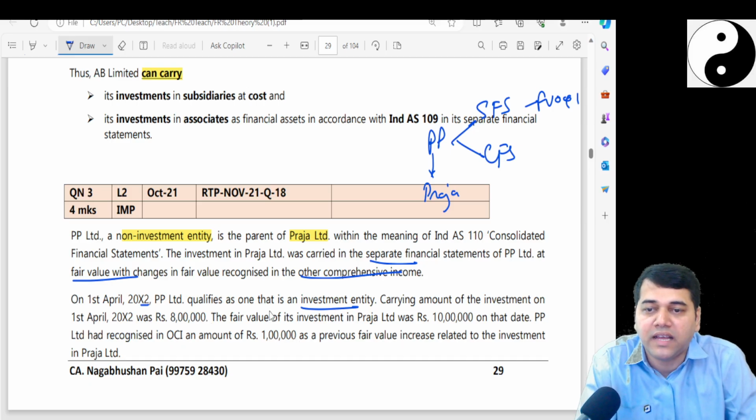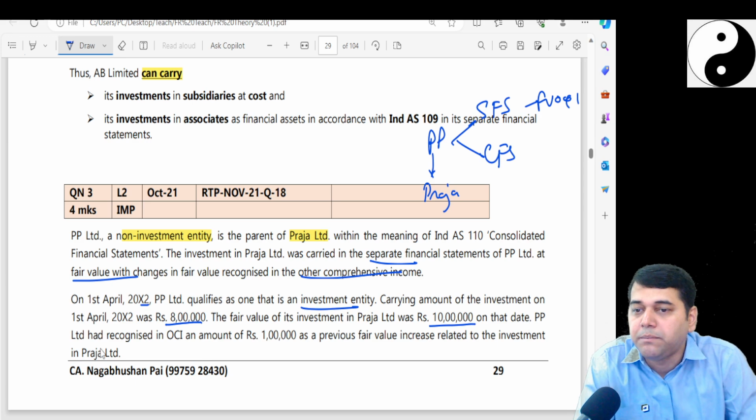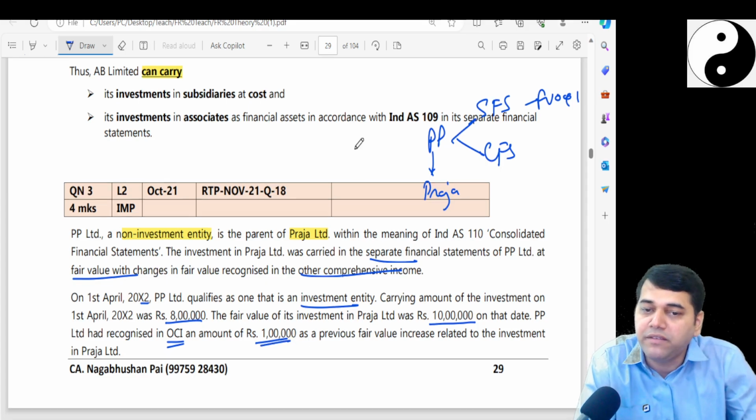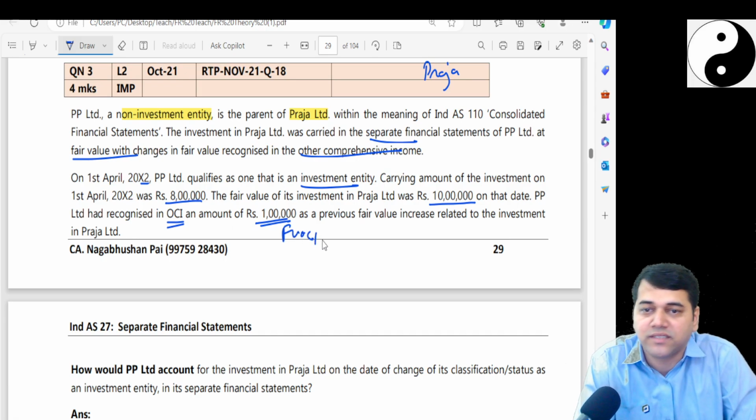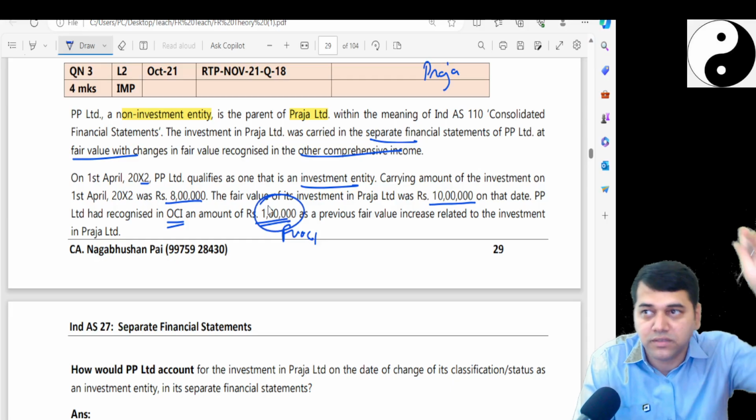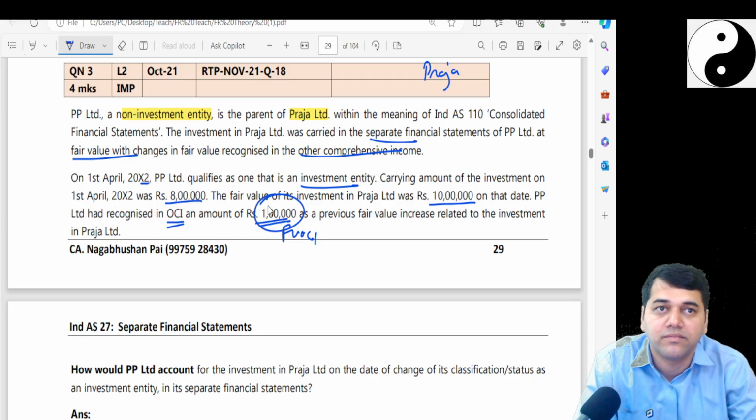PP qualifies as an investment entity. Carrying amount of the investment on 1st April 2012 was 8 lakh rupees. The fair value of the investment in Praja is 10 lakh on that day. PP Limited had recognized in OCI an amount of 1 lakh as a previous fair value increase related to the investment of Praja Limited. That means it is an FVOCI, right? There is 1 lakh rupees accumulated balance.